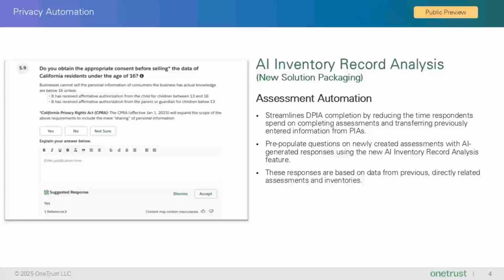AI inventory record analysis, which is part of assessment automation, streamlines DPIA completion by reducing the time respondents spend on completing assessments and transferring previously entered information from PIAs. This feature pre-populates questions on newly created assessments with AI-generated responses using data from previous, directly related assessments and inventories. In addition, you can also import documents and analyze them with AI, which will then provide suggested responses to the current assessment. Note, this feature is available to customers on the new solution packaging only.